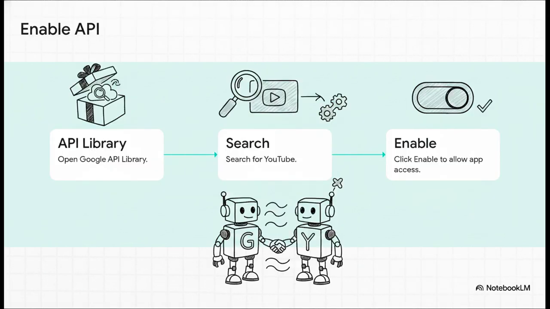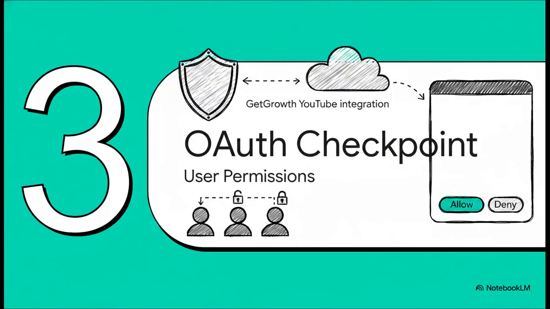With the toy box created, well now, we need to put the right toy inside of it. So you'll open the Google API library. You just search for YouTube and you click Enable. Now, what does this actually mean? Enabling the API simply tells Google, hey, please allow my application to talk to YouTube. It just opens up the lines of communication. And done.